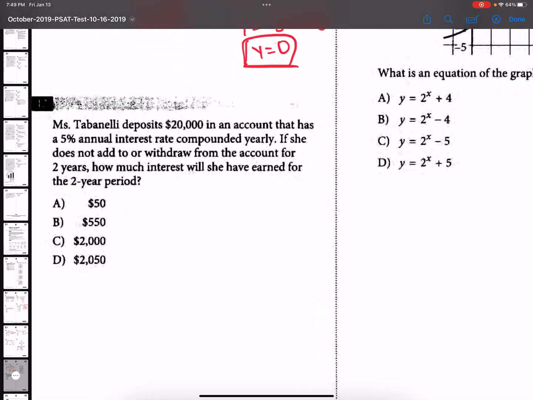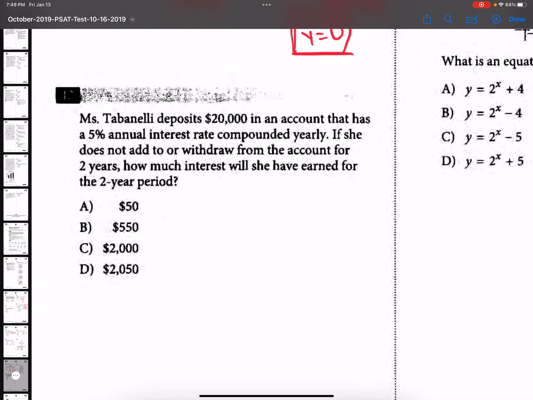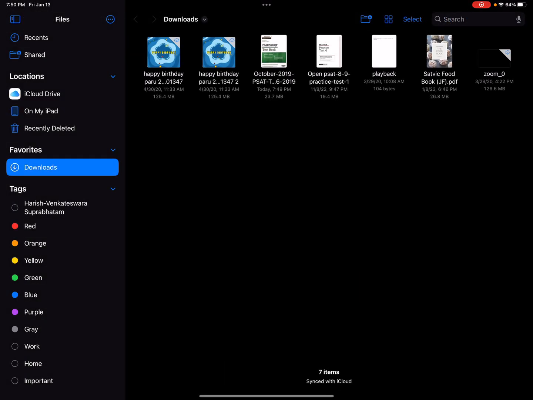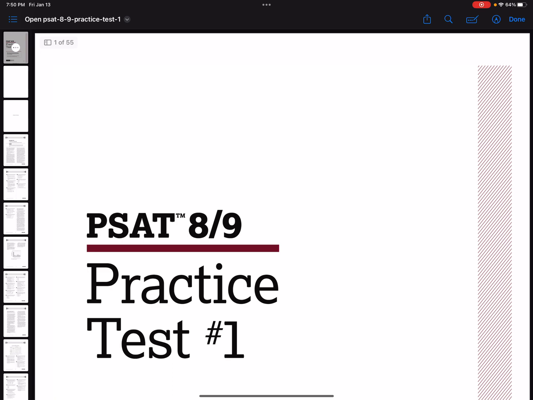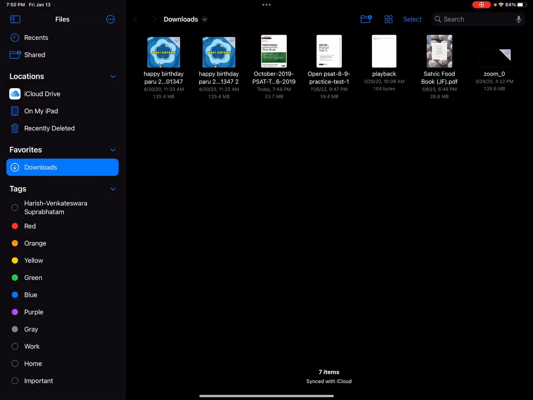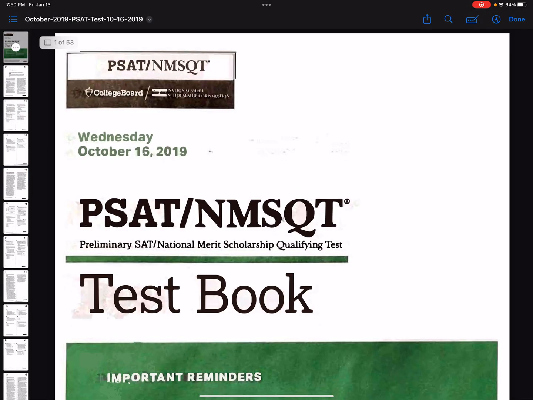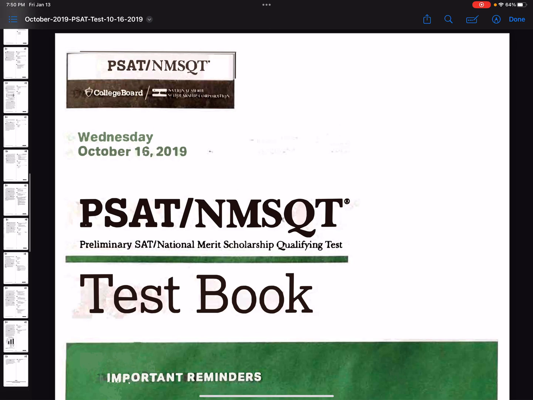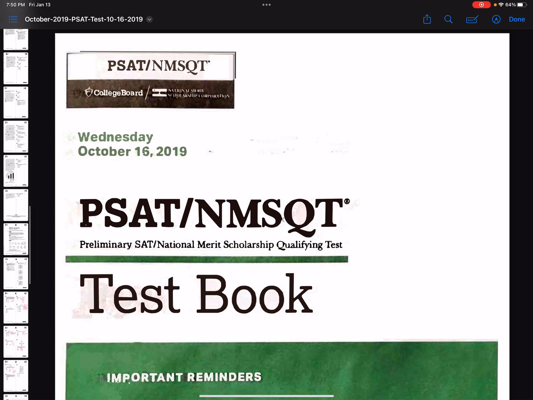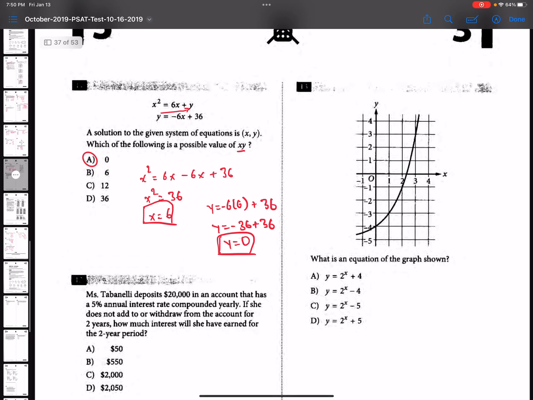Okay, next question. Miss Tabinelli deposits $20,000 in an account that has a 5% annual interest rate compounded yearly. She does not add to or withdraw from the account for 2 years. How much interest will she have over the 2-year period? So it's 5% annual, which means yearly.